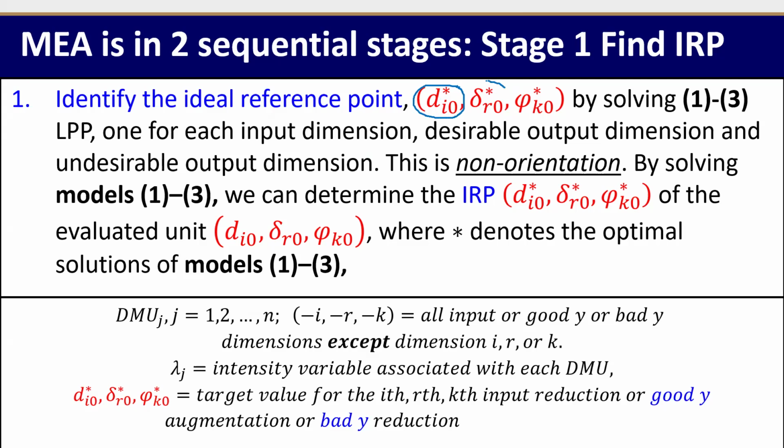Then you have delta star. What is delta star for? Okay, ideal for the output. Ideal for the output. And then you have phi star. What is phi star for? Kofi, Alex.